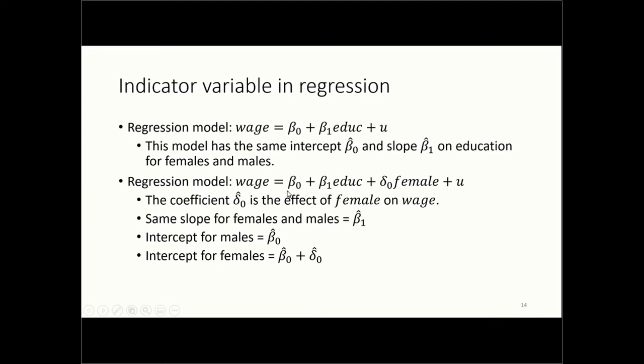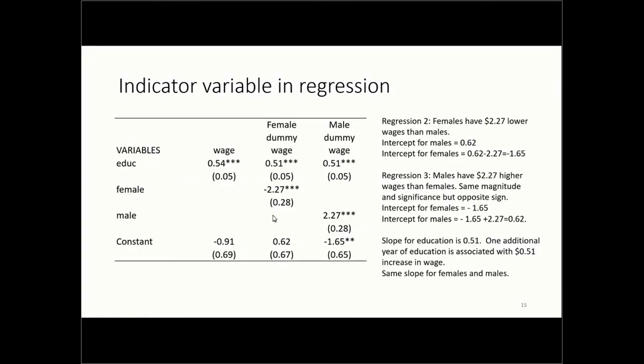So here the intercept for males would be this number, but the intercept for females, because this variable here would be equal to 1, would be beta 0 hat plus delta 0 hat. So that would be the intercept for females and the intercept for males. So by just including a dummy variable here for females in the model, what we've accomplished is that now we have different intercepts for males and females, but the slope is still the same on education for males and females.